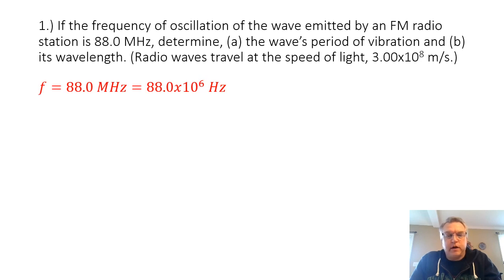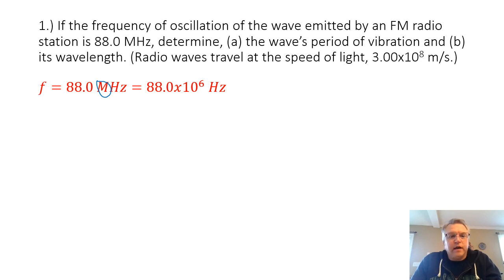So we know the frequency of the radio wave is 88.0 megahertz. The metric prefix mega is 10 to the 6th, so we have to convert that to hertz. So 88.0 megahertz is going to equal 88.0 times 10 to the 6th hertz.